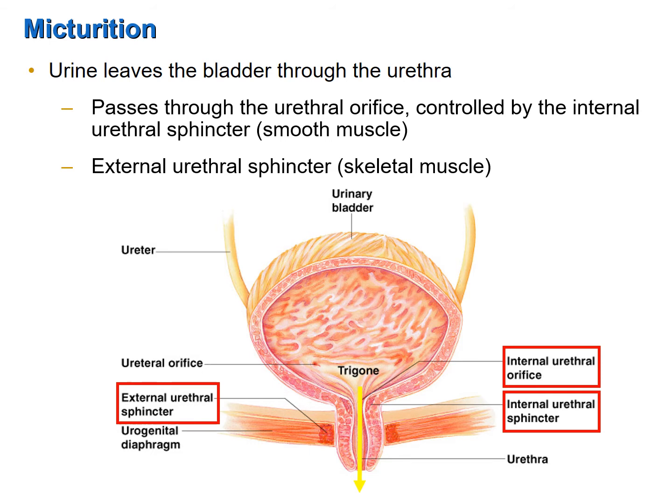Since the process of urine moving from the urinary bladder and through the urethra to the outside world is controlled by both smooth muscle and skeletal muscle, micturition has both an involuntary component and a voluntary component. Now let's discuss the micturition reflex, which is responsible for the process of micturition.